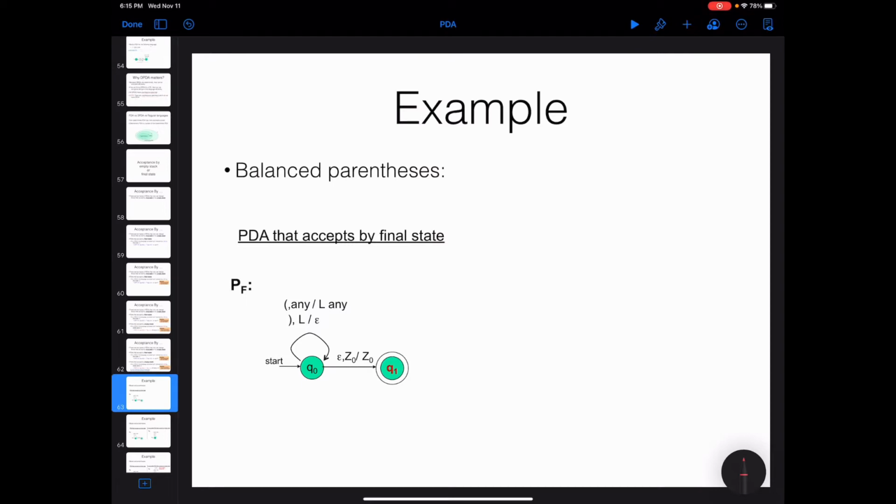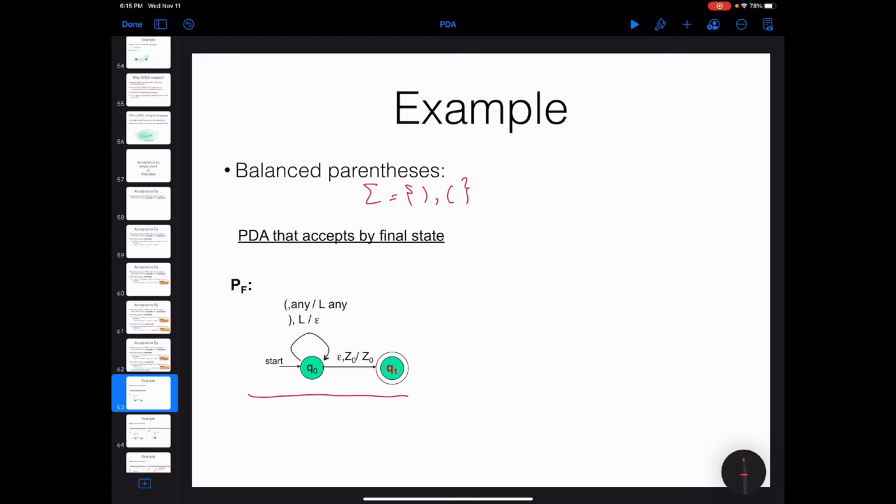Assume that we are working on the language of balanced parentheses. Basically the sigma, the alphabet, is going to be just the two tokens, the closing and opening parentheses, right? And we wanted to design a pushdown automata by final state that accepts all the strings which are balanced in terms of the parentheses. So this is going to be a pushdown automata that accepts by final state.